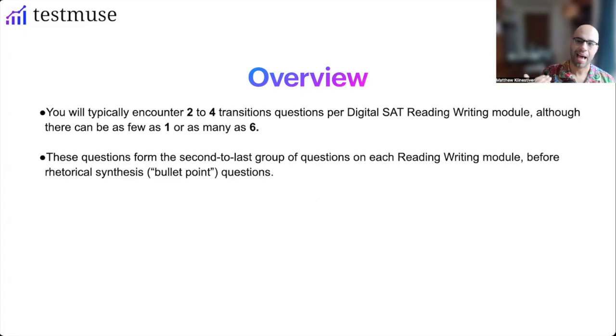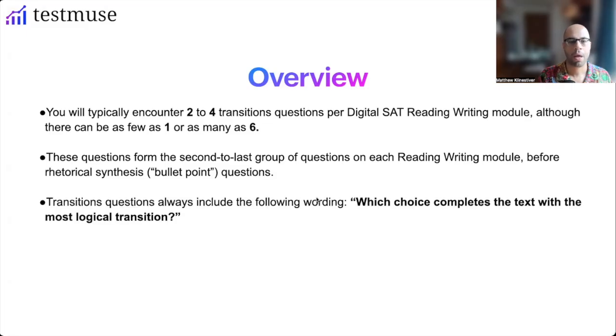These are the second to last group of questions on the DSAT, okay, right before your bullet point questions, which we'll officially call rhetorical synthesis questions. So you always know where to expect these because they come right after your grammar or standard English conventions questions and right before those bullet point questions. They always say which choice completes the text with the most logical transition. So that's a dead giveaway. There should be no surprise that you're dealing with a transition word question. Easy to identify. It has that wording. All the answer choices are transitions.